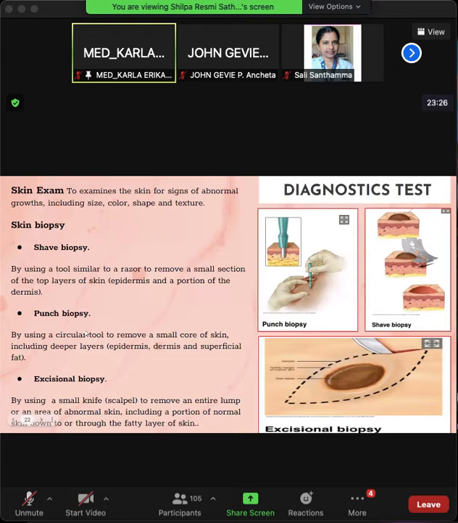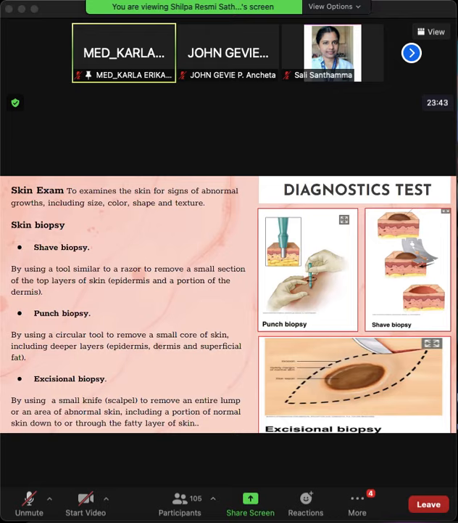Okay, next we move on to the diagnostic tests. Here we have two options. The first one is skin exam. We have to examine the skin for abnormal growths, including the size, color, shape, and also the texture. Then skin biopsy. There are three biopsies we have.